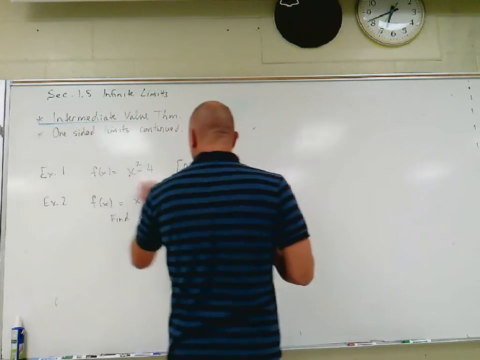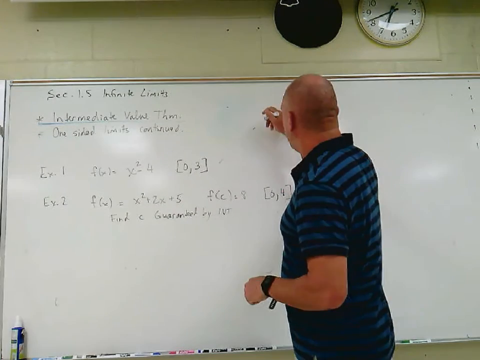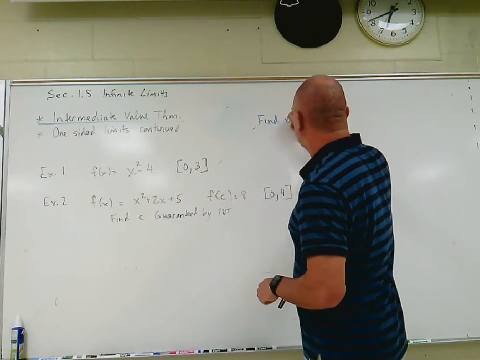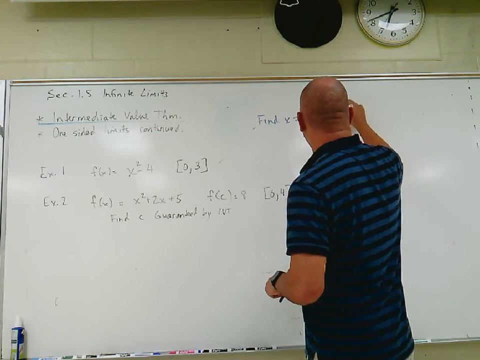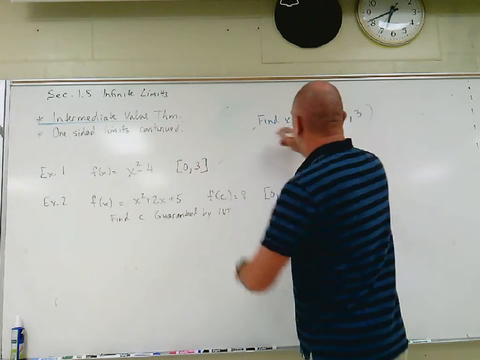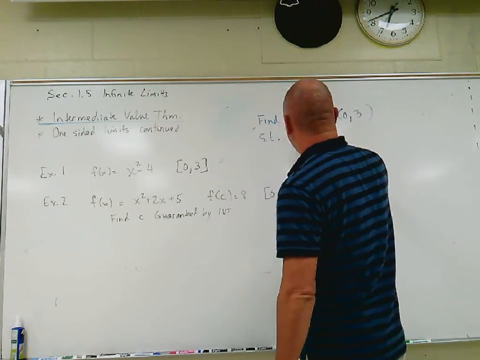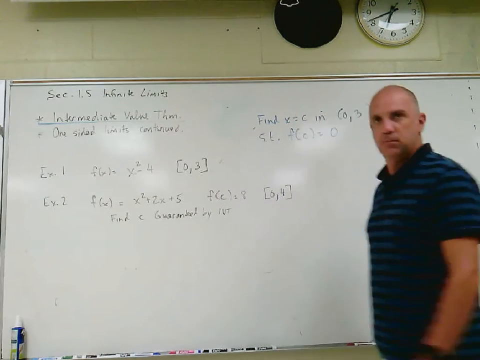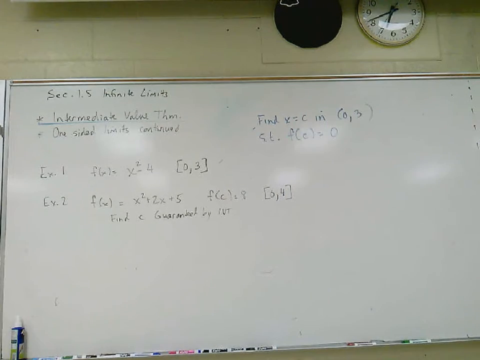So here's the problem. We're going to find x equals c in the 0 to 3 interval for this problem such that f of c equals 0. So what's another name for that? If I'm looking for an x value where the output is 0, what's that called? X-intercept. So I'm about to prove that there's an x-intercept between 0 and 3.